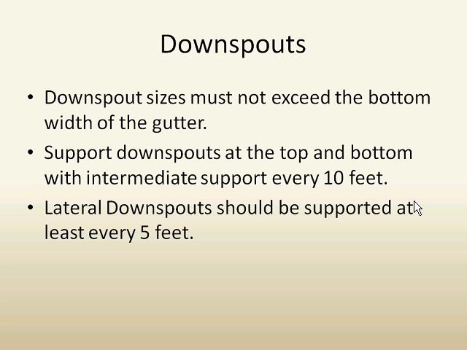Downspouts, like I said, must not exceed the bottom width of the gutter. You want to have supports for downspouts at the top and bottom, and have intermediate supports every 10 feet. Lateral downspouts, which means if you have a downspout that comes down a little bit and then moves laterally before coming down to the ground, those lateral downspouts need to be supported more often, at least every 5 feet.